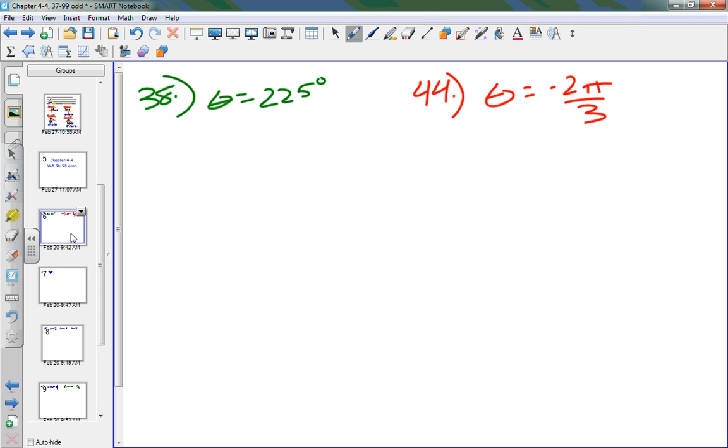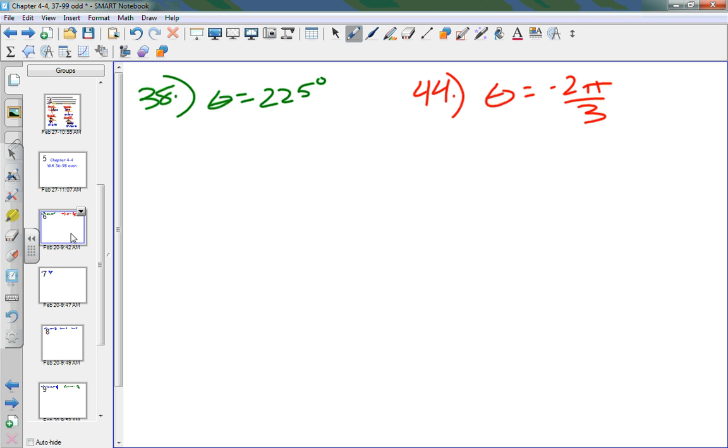38 in tonight's homework simply asks you to find the reference angle theta prime for the specified angle theta, and sketch theta and theta prime in the standard position. Well, isn't that what I did in quad 1, 2, 3, and 4? I gave you generic angle theta, and then I sketched the angle theta prime. Okay, so let's do number 38.